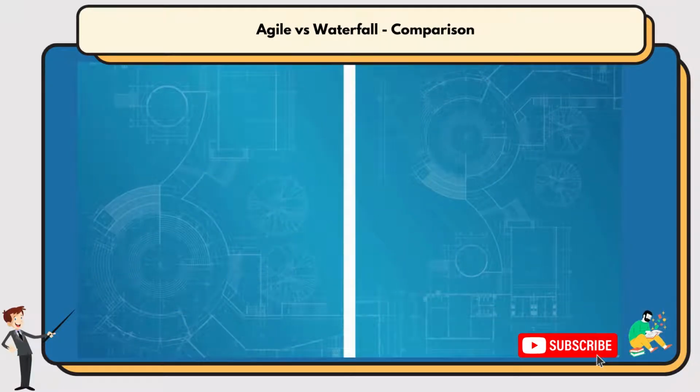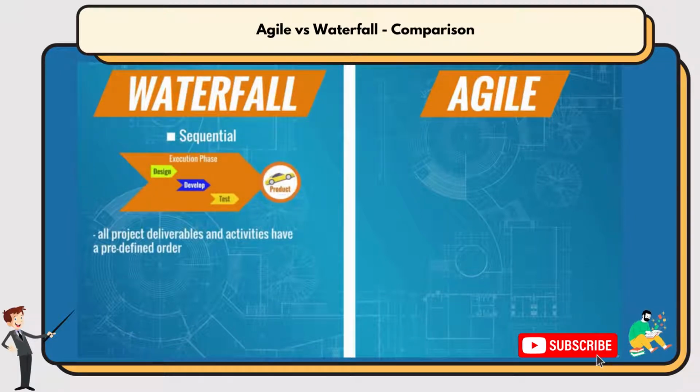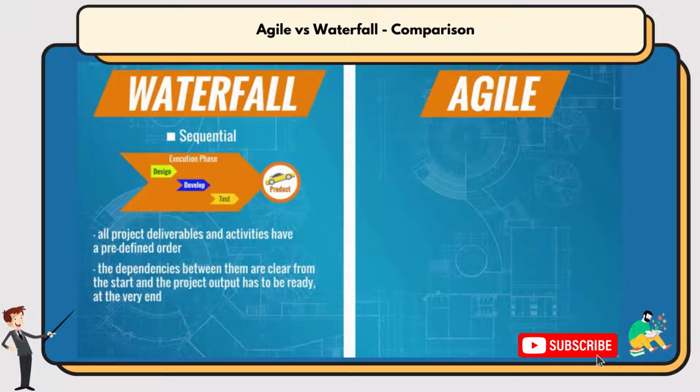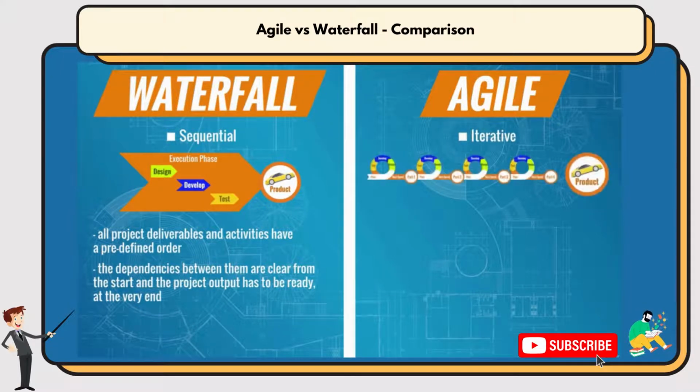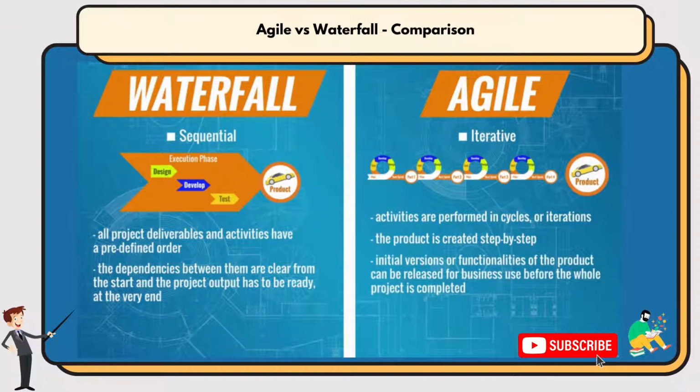Let's start our analysis on this point with a summary of the characteristics of the two approaches. Waterfall is a sequential approach where all project deliverables and activities have a predefined order. The dependencies between them are clear from the start, and the project output has to be ready at the very end. Agile, on the other hand, is an iterative approach where the activities are performed in cycles or iterations. The product is created step by step, and the initial versions or functionalities of the product are ready to use earlier in the development. Hence, some of them can be released for business use before the whole project is completed.